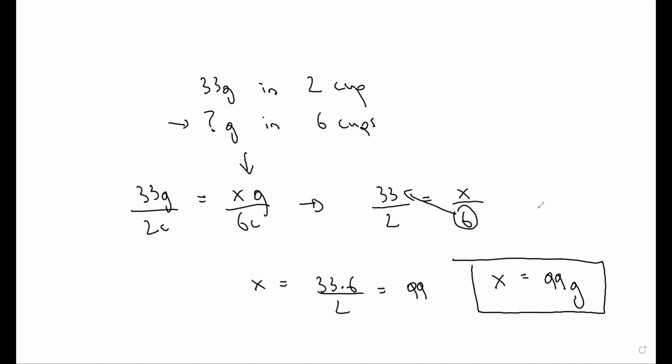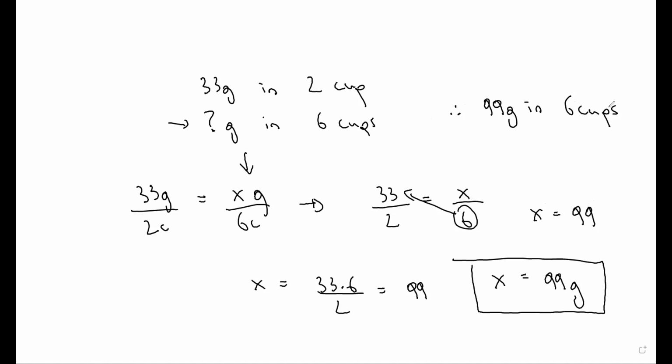So for the answer, you could put X equals 99, but then it's always good to have a therefore statement in words, where you give the answer in terms of what the original question was stating. So in this case, you could say, therefore, there are 99 grams of carbs in 6 cups of whatever it was. Yeah, that's how these work.